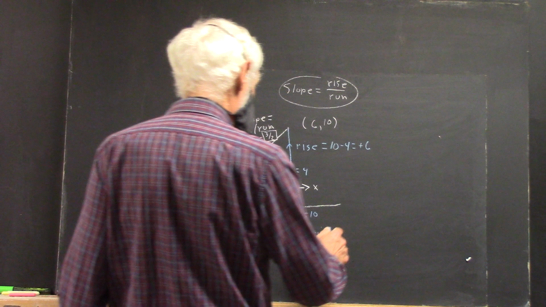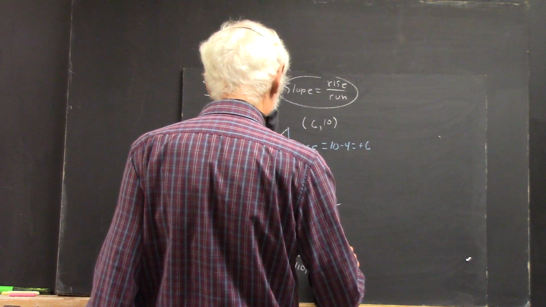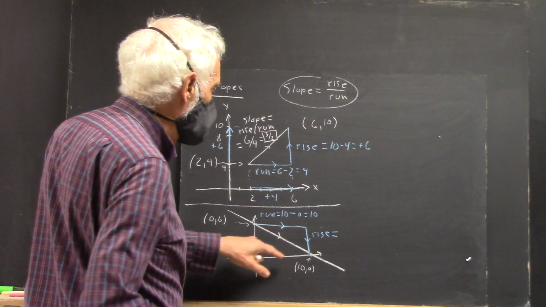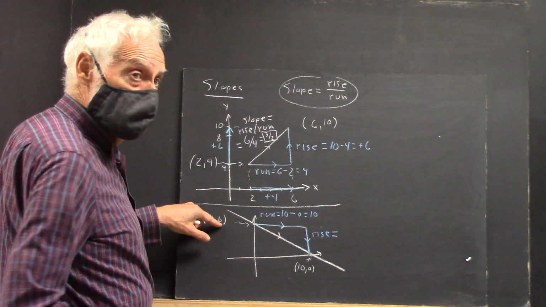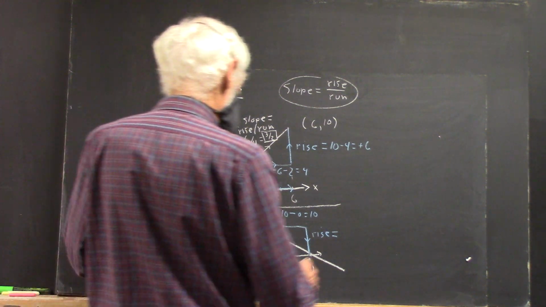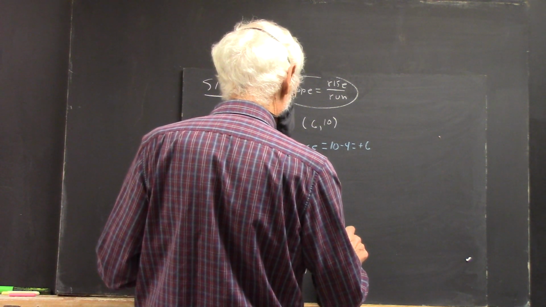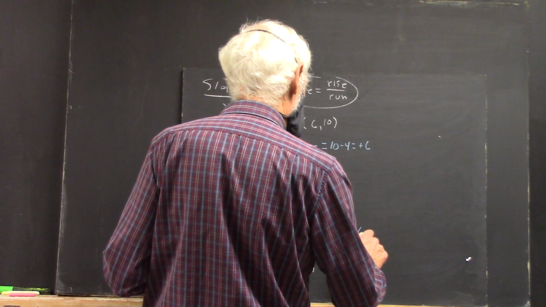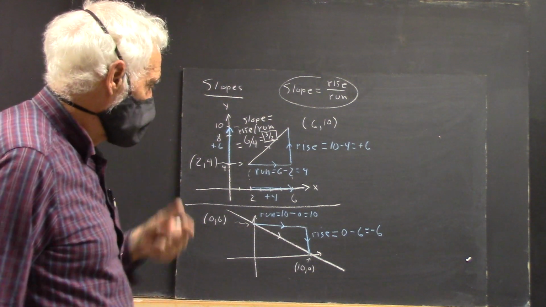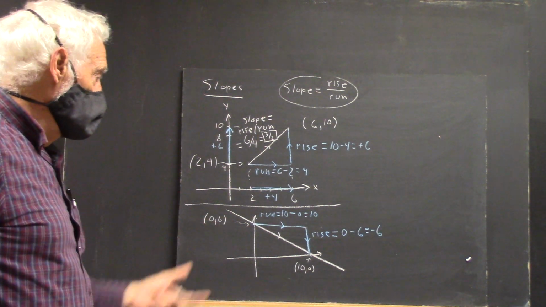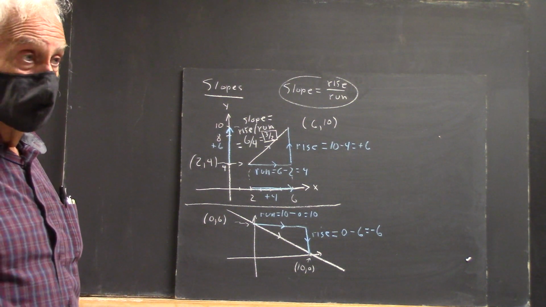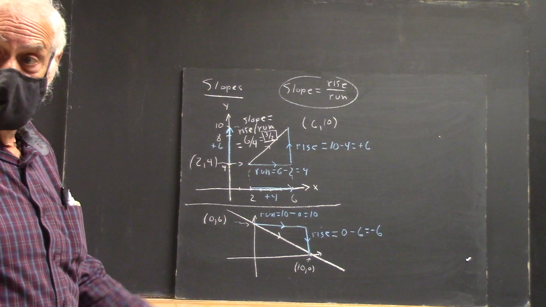So the rise is the y-coordinate you end up with minus the y-coordinate here. See, I almost said it wrong. That's why you've got to be careful. So the rise is where you end up, 0, minus 6, and that's negative 6. I'm not sure in the first pass anybody had a negative sign on the rise or the run. It has to be on one of them.